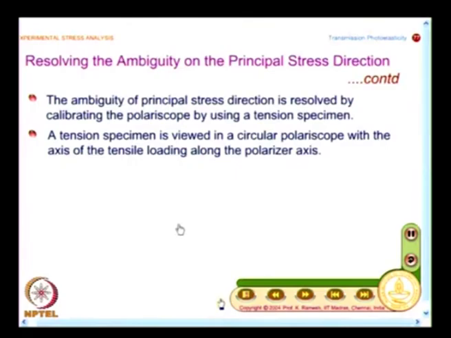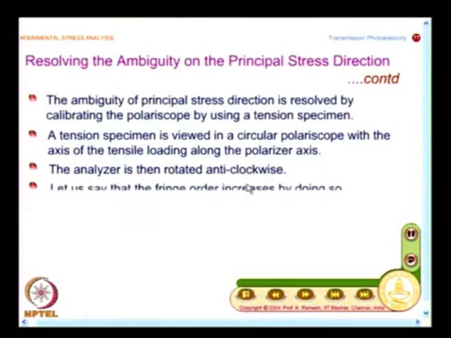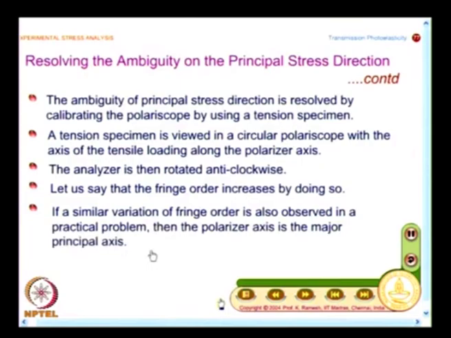So, I have the analyzer rotated anti-clockwise. Then I observe how the fringe order changes. Let us say that the fringe order increases by doing so. Then what I understand is that the original major principal stress direction was along the polarizer axis, and when I rotate the analyzer anti-clockwise, the fringe order has increased. So, this I keep as base information.